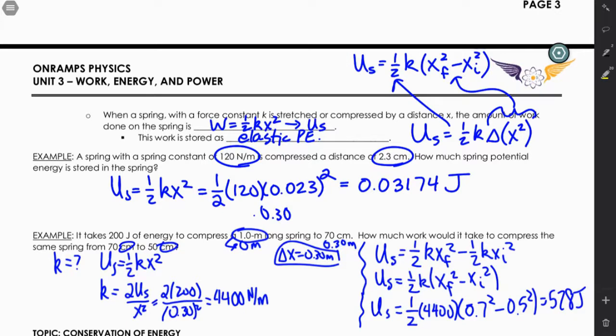Okay, and then from here on out, we're going to talk about conservation of energy. We'll look at power. We'll look at energy pie charts. And we'll just keep finishing this chapter.